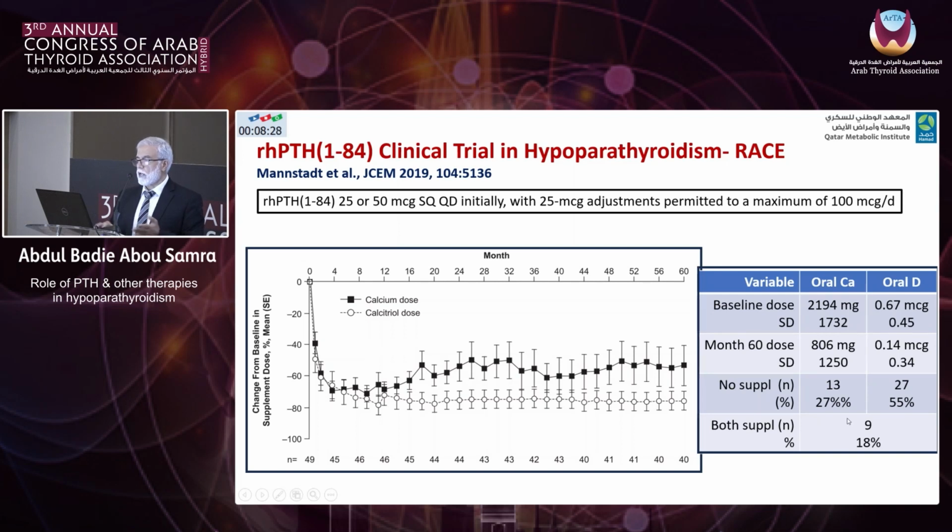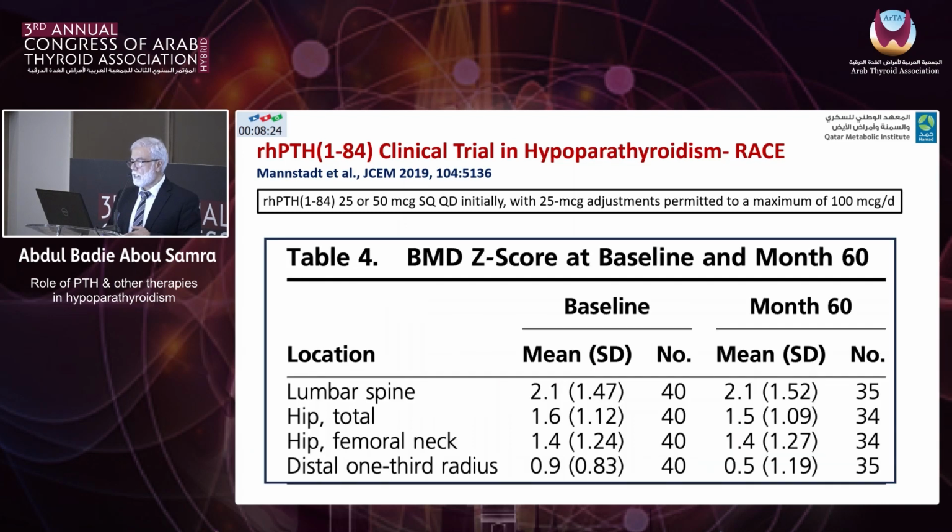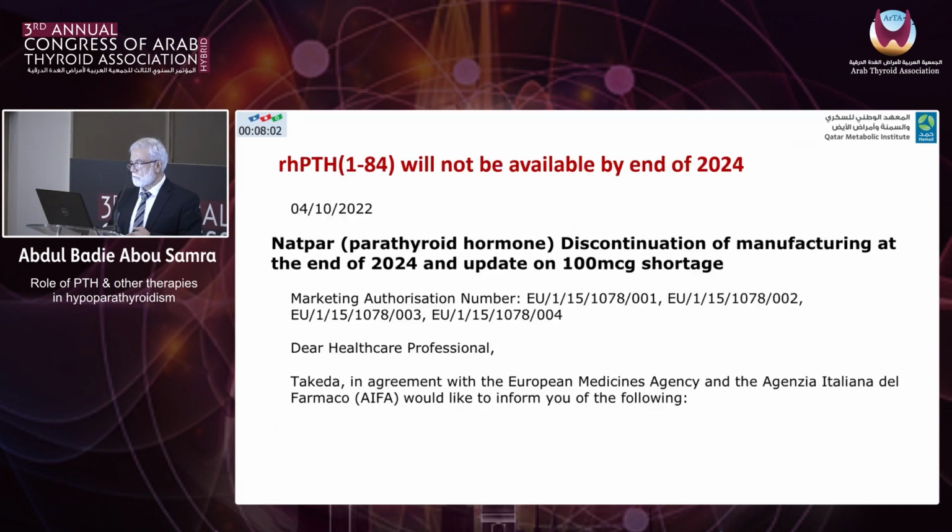So clearly we are able to manage the disease while reducing supplement, and this is the effect on bone, very little effect on the bone, in fact. So if you see here, lumbar spine, no change, hip total, no change, hip femoral neck, no change, slightly reduced or maybe the 1/3 radius, which is the cortical bone, reduced, but not significant.